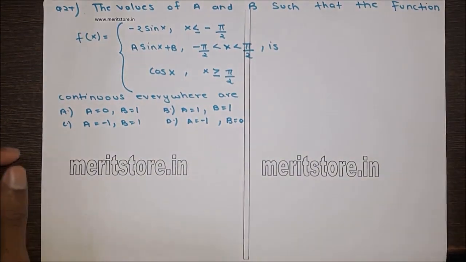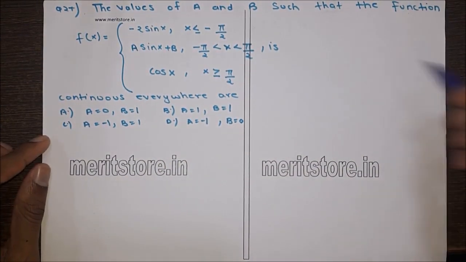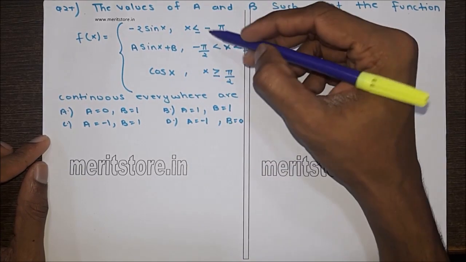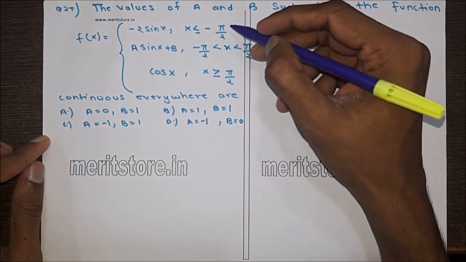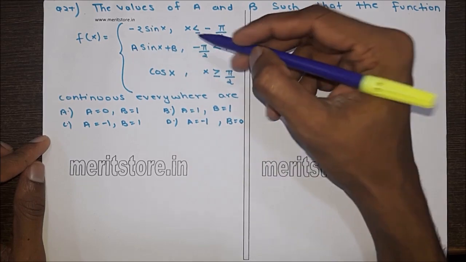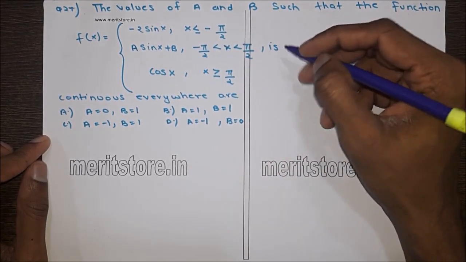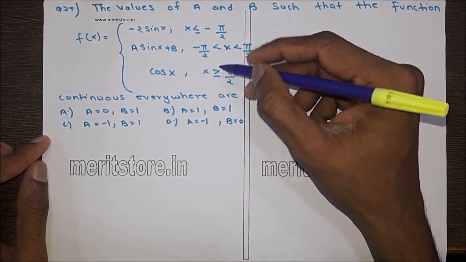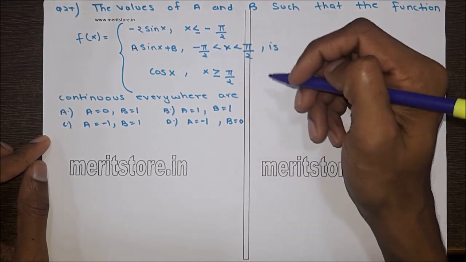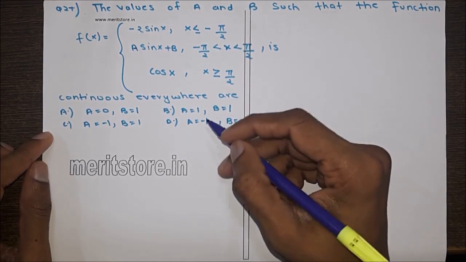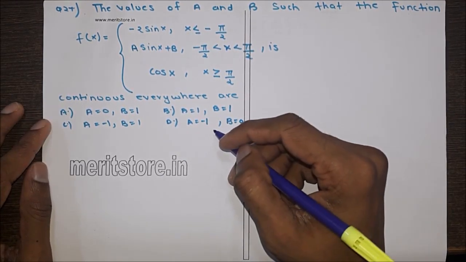Question 27. Find the values of a and b such that the function f(x) equal to minus 2 sin x, where x is less than or equal to minus pi by 2; a sin x plus b, where x is greater than minus pi by 2 and less than pi by 2; or cos x, where x is greater than or equal to pi by 2, is continuous everywhere on R. We are given options for the values of a and b.